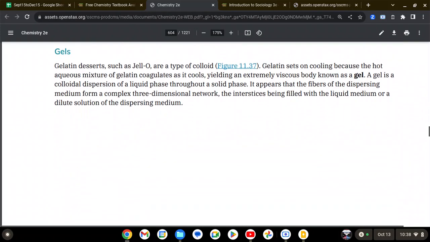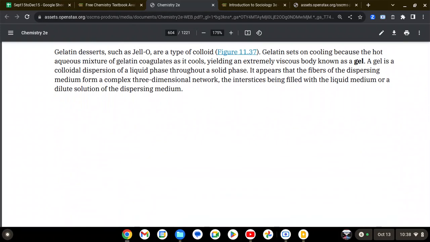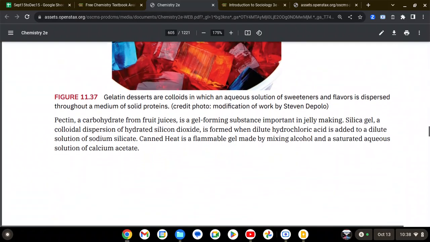Gels. Gelatin desserts such as Jell-O are a type of colloid. Gelatin sets on cooling because the hot aqueous mixture of gelatin coagulates as it cools, yielding an extremely viscous body known as a gel. A gel is a colloidal dispersion of a liquid phase throughout a solid phase. It appears that the fibers of the dispersing medium form a complex three-dimensional network, the interstices being filled with the liquid medium or a dilute solution of the dispersing medium.